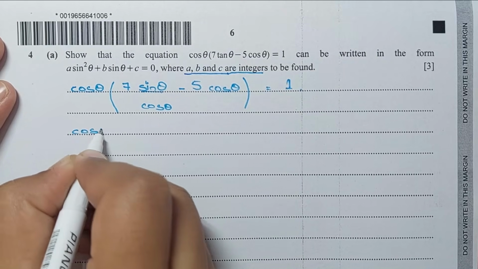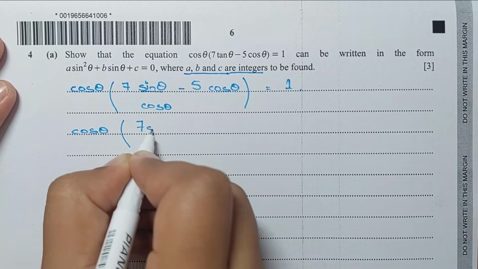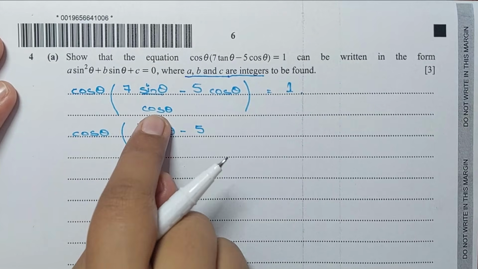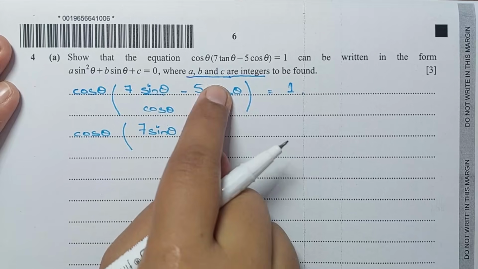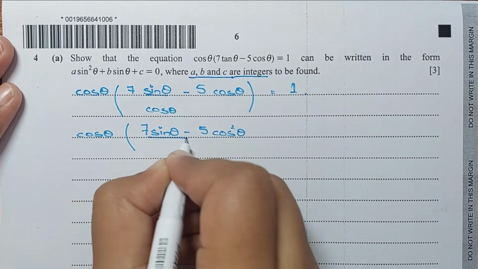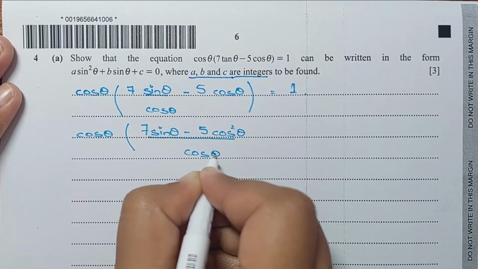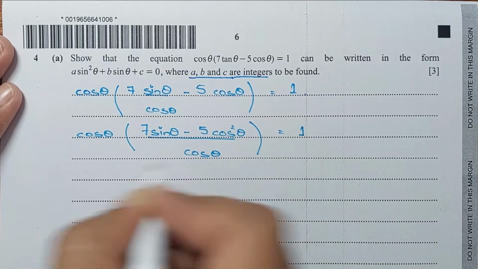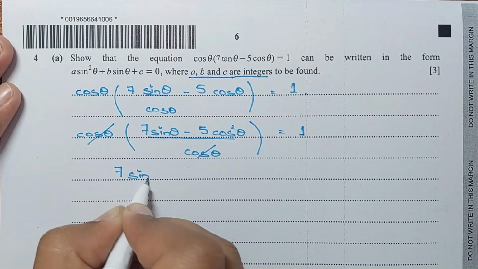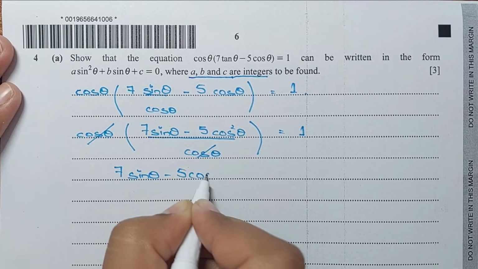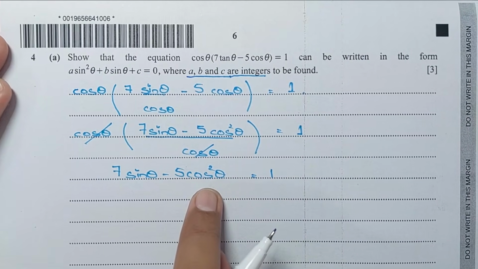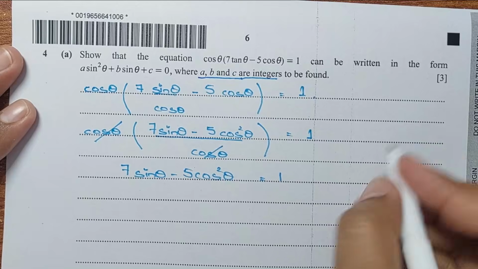So this is cos theta, and this is 7 sine theta minus 5 cross multiplied. 7 sine theta is already divided with the cos. So cross multiplied, cos with cos is cos square theta. This whole thing divided by cos theta equals to 1. So this cos and this cos cancel out. We are left with 7 sine theta minus 5 cos square theta equals to 1. Now we need to convert this equation into sine.